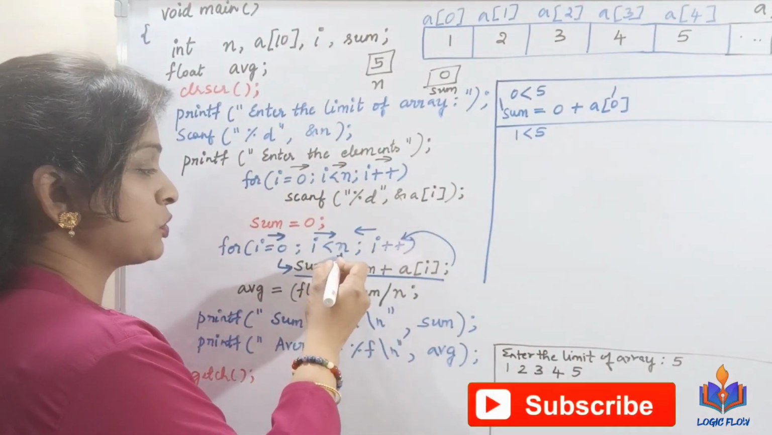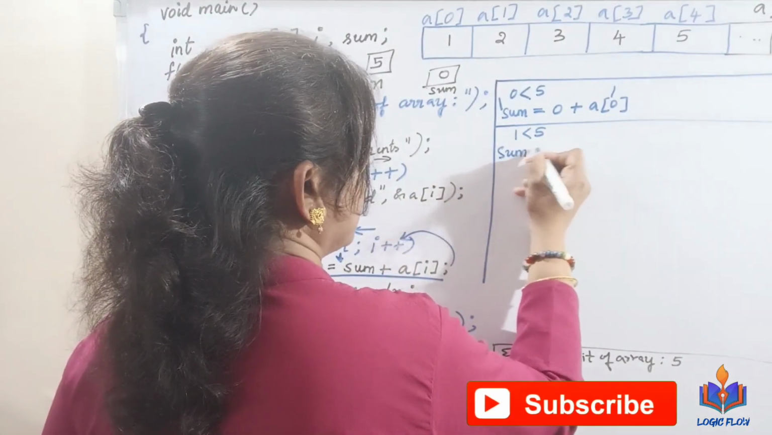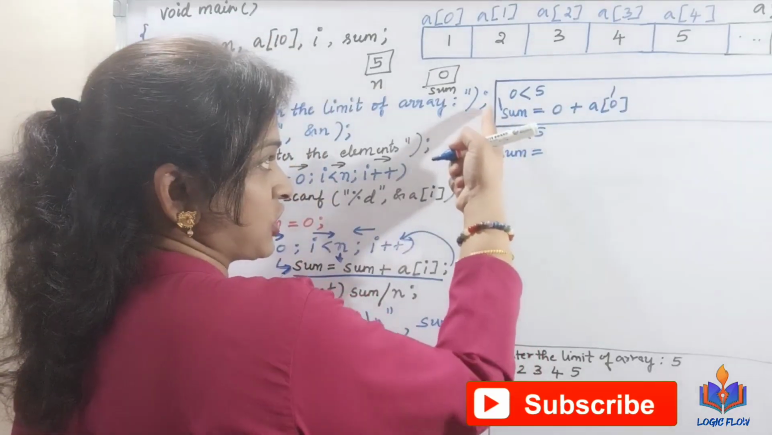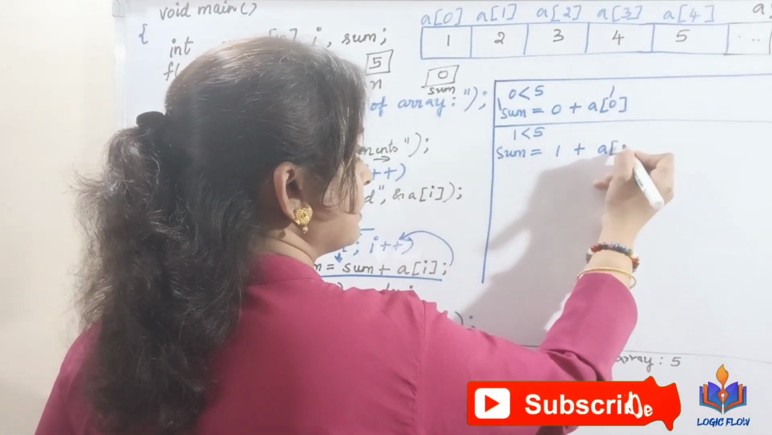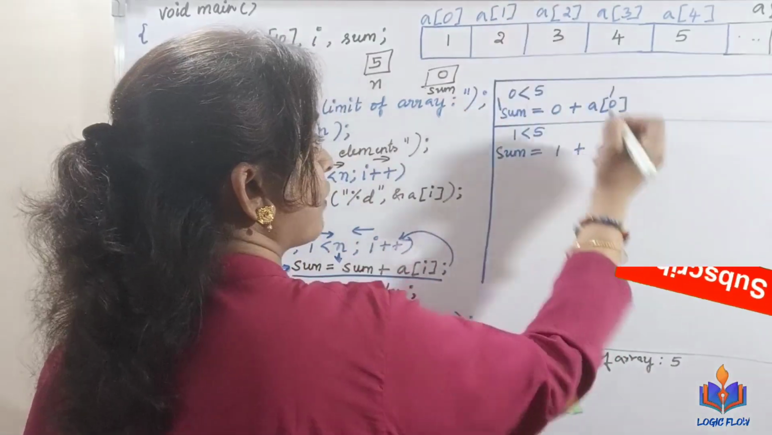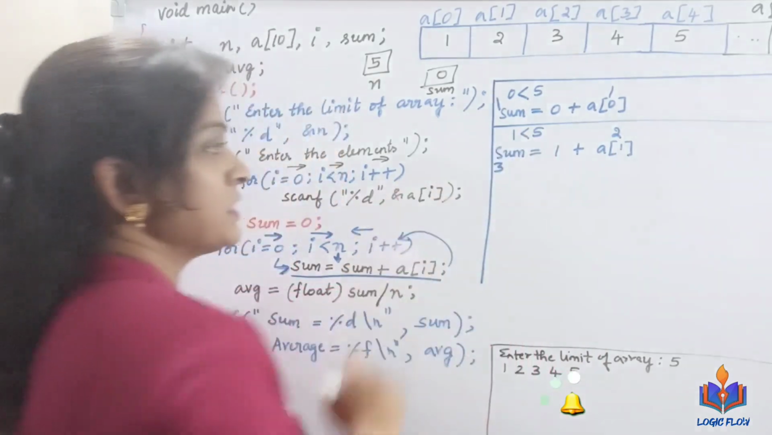Yes, it is true. Execute this immediate statement. I say sum equal to sum plus a of i. In my previous iteration, the sum value is 1, plus a of i. i means 1, so a of 1. What is a of 1? It is 2, the element. So it is 1 plus 2, the sum is 3.